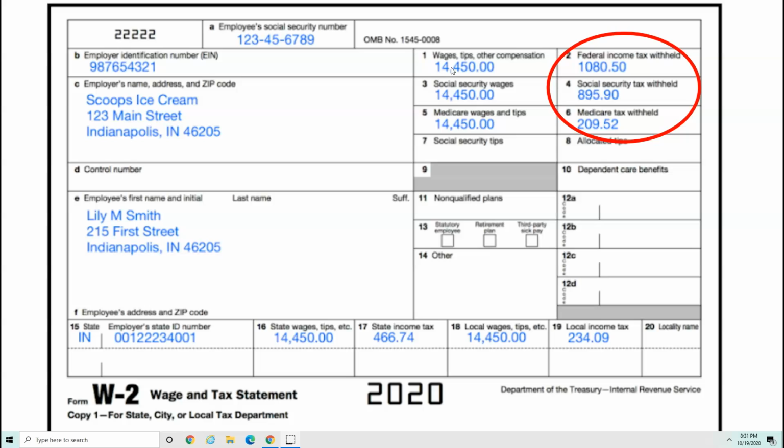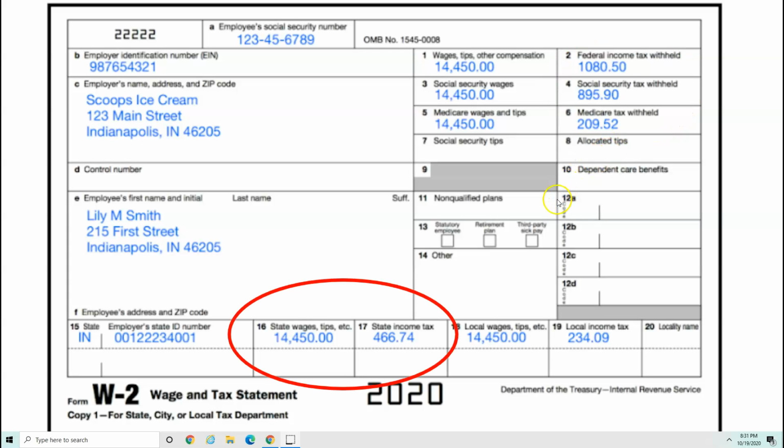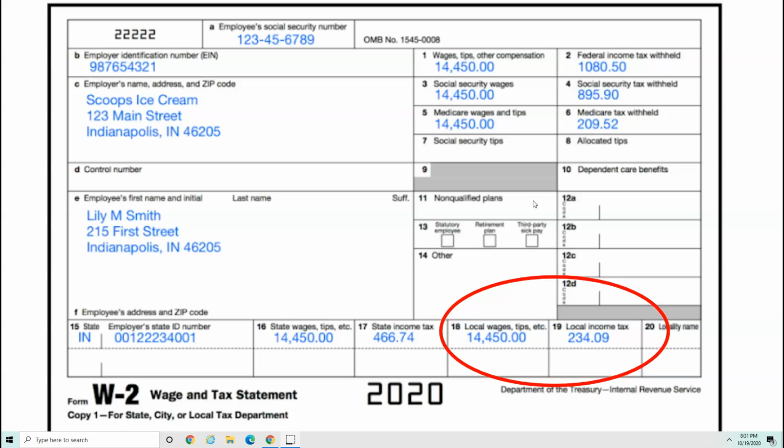Then you have a little summary of how much in total all taxes were withheld from your paychecks. So totaling up all the federal income tax, Social Security tax, Medicare tax, that's how much was taken out in full for that entire calendar year. Then down below, the same thing except for state income taxes and then local income taxes too.